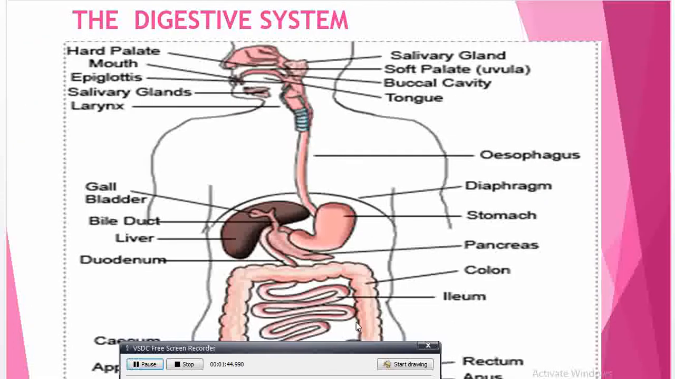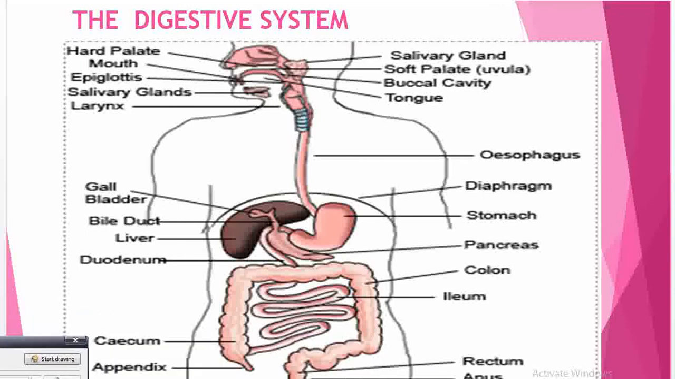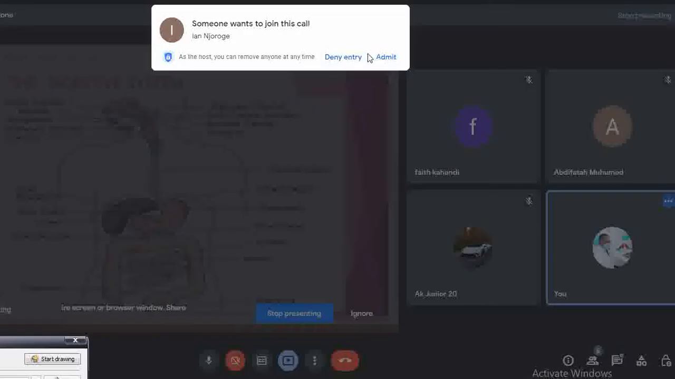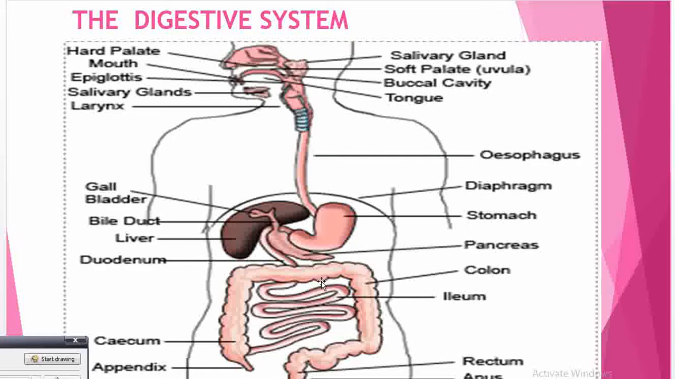Here is a structure you can see from your hand. This is a diagram representing a typical digestive system. I'm very sure you are in a position to view it.